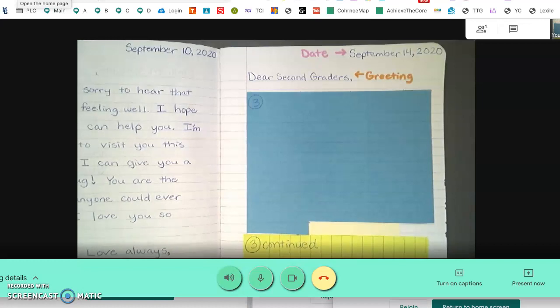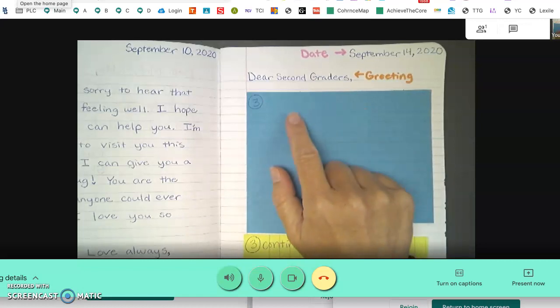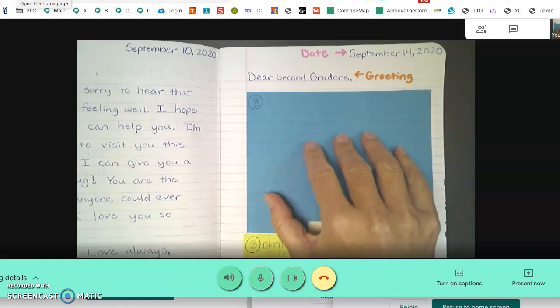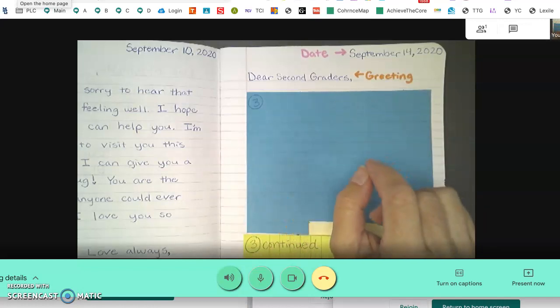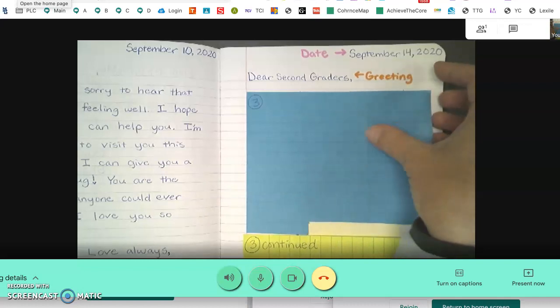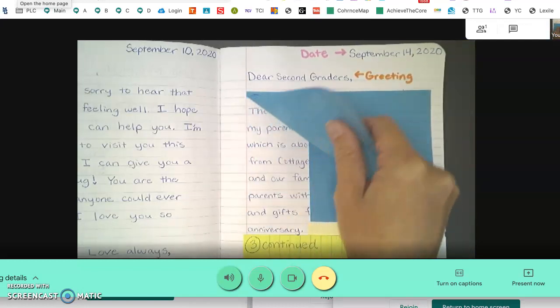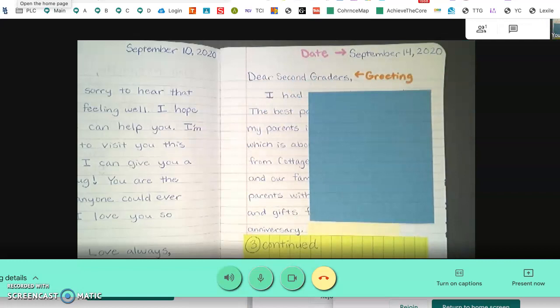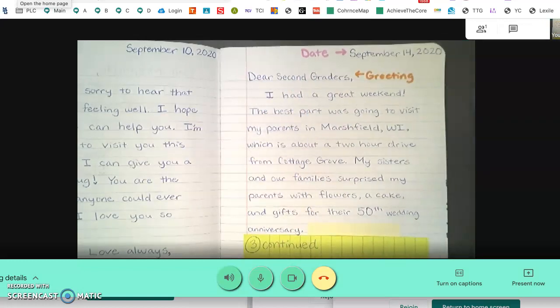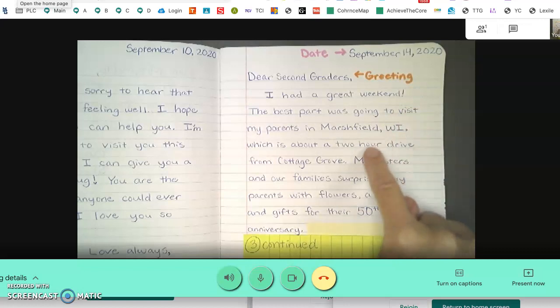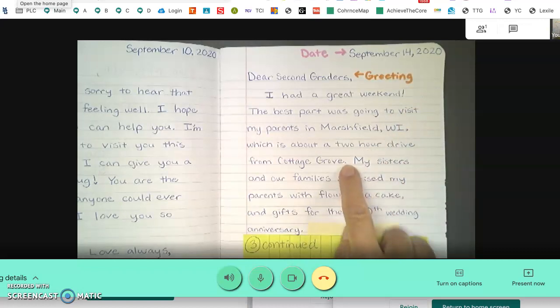All right, boys and girls, we're ready for part 3 of the friendly letter. Part 3, this is where most of the writing will happen. It's called the body of the letter or the message. What I've done is I have written 2 sentences. I know this looks really long, but, or maybe this is 3. 1, 2, 3.